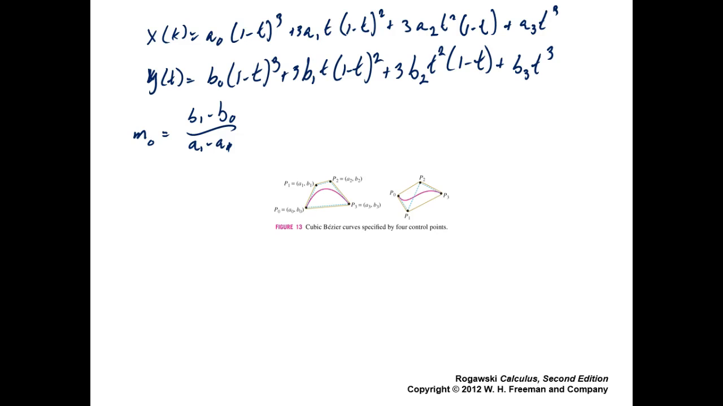So this is what we're wanting to show, is that the slope at this point, the P0, is that for your Bezier curves as well. How would you go about getting slope from curves?